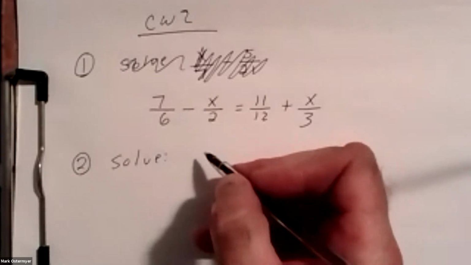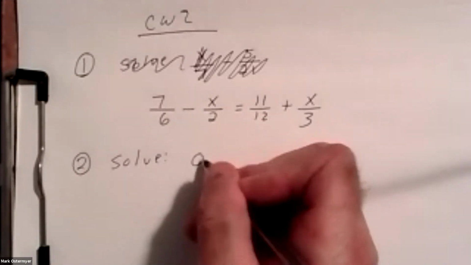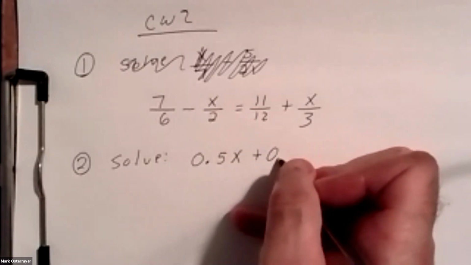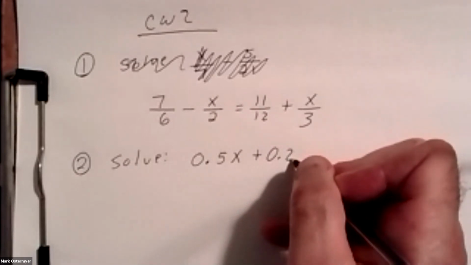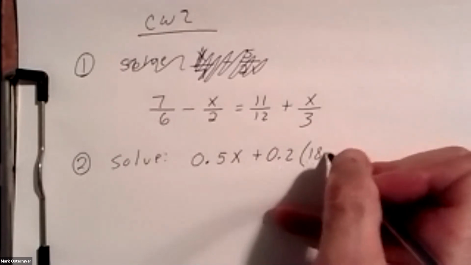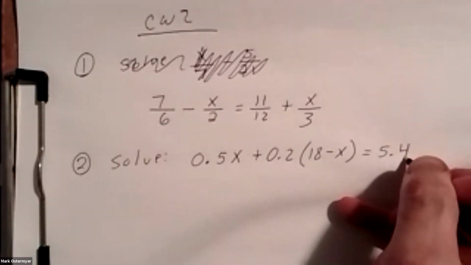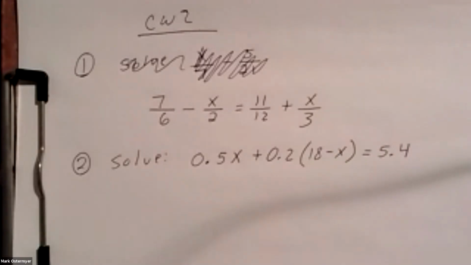Okay, here it is right here. So we got 0.5x plus 0.2 times 18 minus x equals 5.4. Okay, see if you can solve those 2 equations, ladies and gentlemen. We'll take a look, and we're getting close to wrapping this.